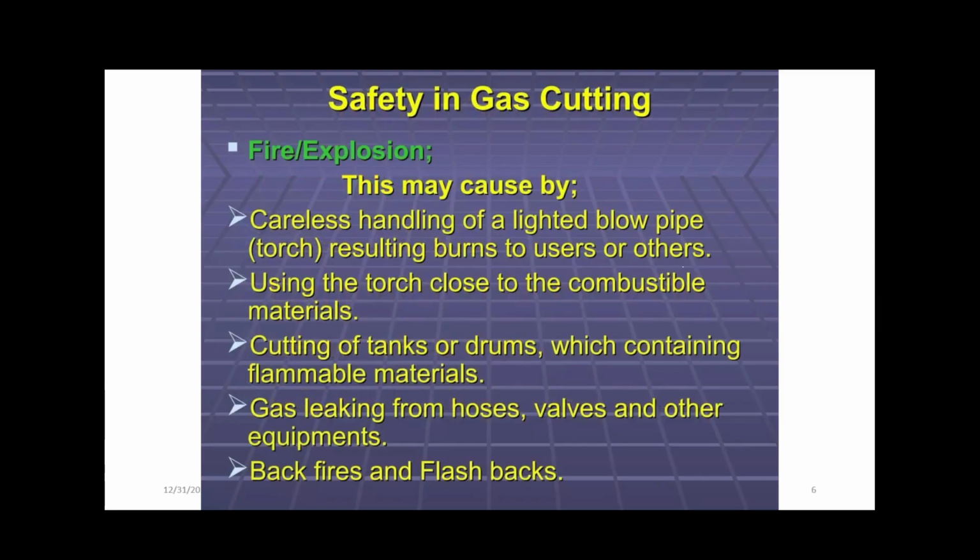Okay, so for fire or explosion, this may be caused by careless handling of a lighted blowpipe torch, resulting in burns to the user or others. Now using the torch close to combustible material, then cutting of tanks or drums which contain flammable materials. Now gas leaking from hose, valves and other equipment. Backfires and flashbacks are part of what you need to also take note of in this section.